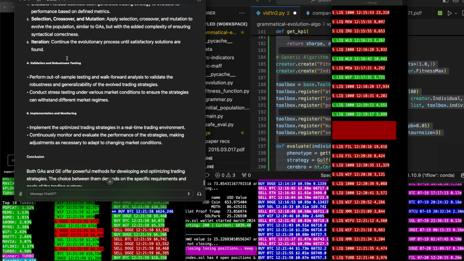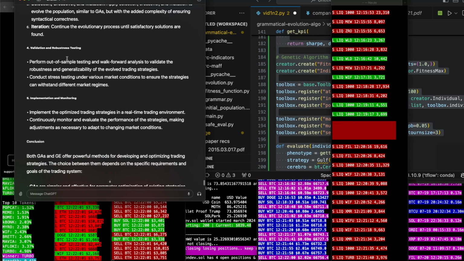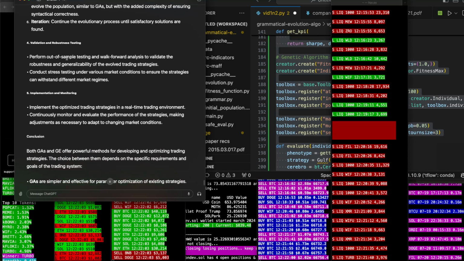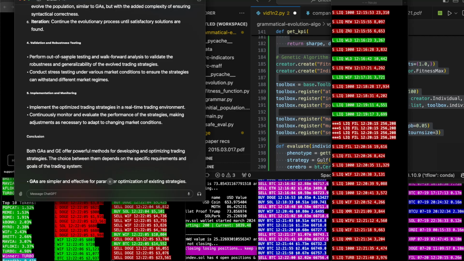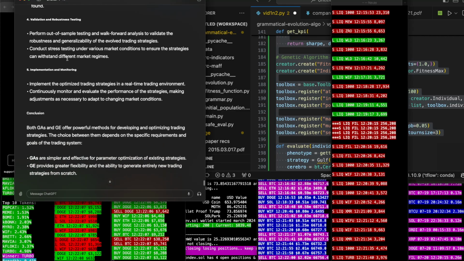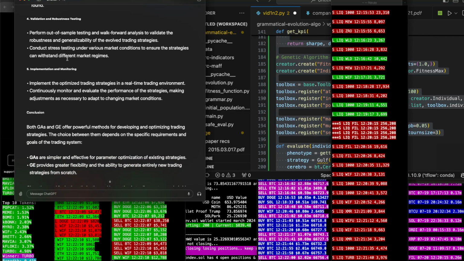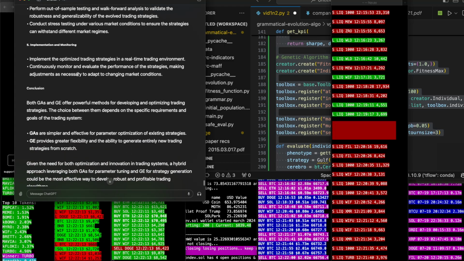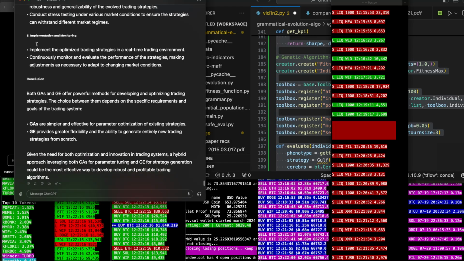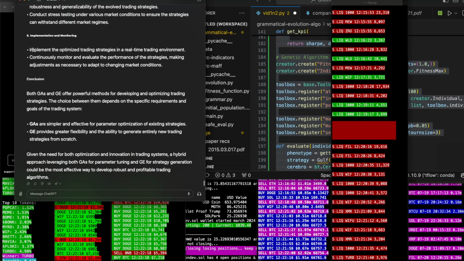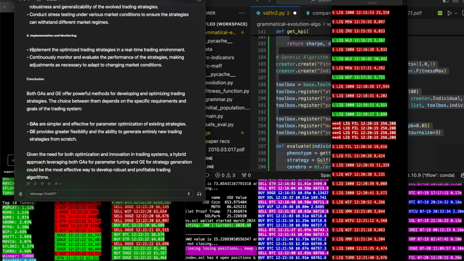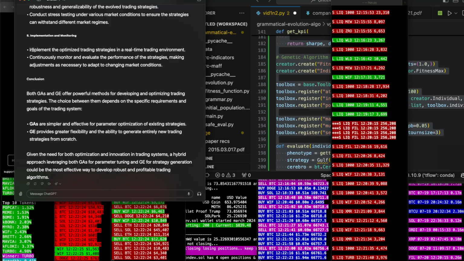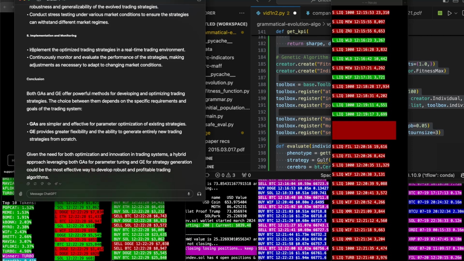Validation and robustness testing. Perform out-of-sample testing and walk-forward analysis to validate the robustness and generalizability of the evolved trading strategies. Conduct stress testing under various market conditions to ensure the strategies can withstand different market regimes. Implementation and monitoring. Implement the optimized trading strategies in a real-time trading environment. Continuously monitor and evaluate the performance of the strategies, making adjustments as necessary to adapt to changing market conditions.